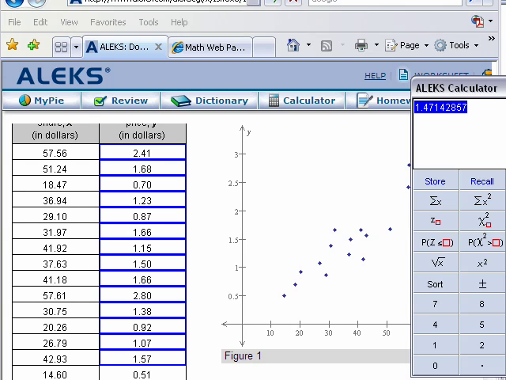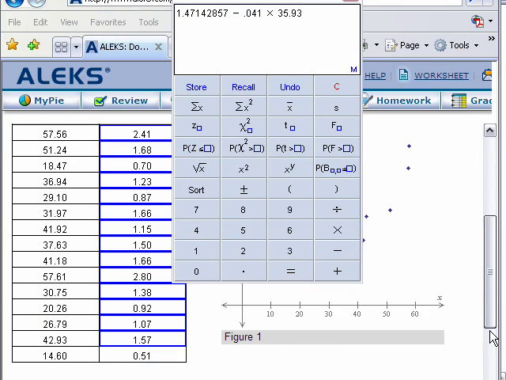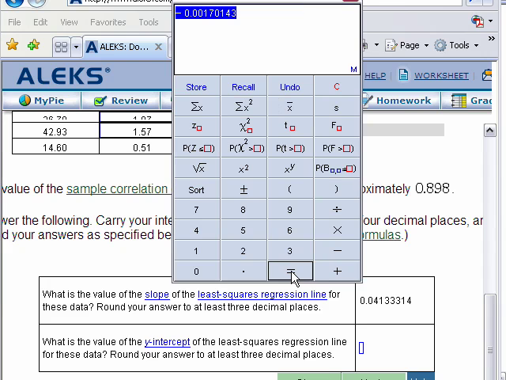So it's Y bar minus B1, which was 0.041, times X bar. And let me just make sure that 0.041 is correct. It might have been 0.014, so let's double check that. So the slope was 0.041, to at least 3 decimal places. Okay, and so then we'll go ahead and put in our value, and so it looks like negative 0.002.